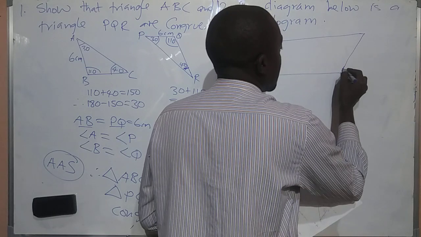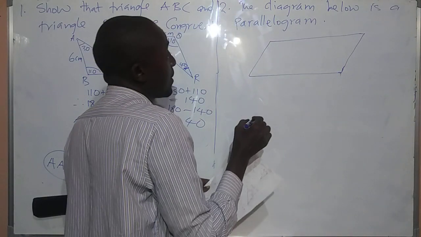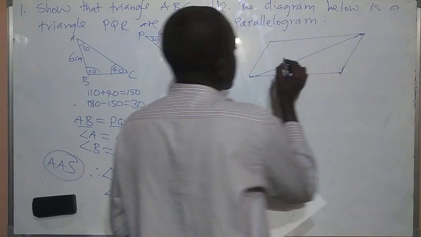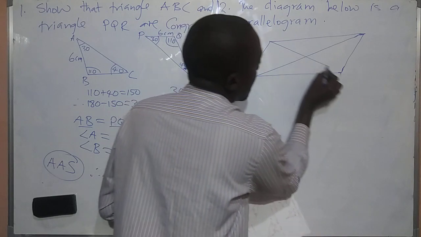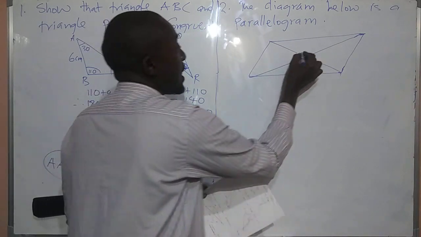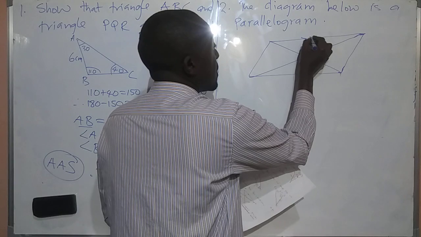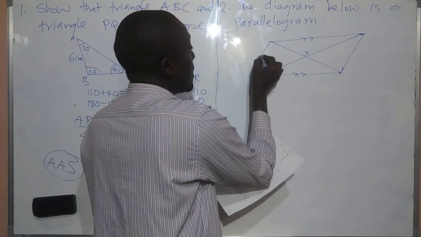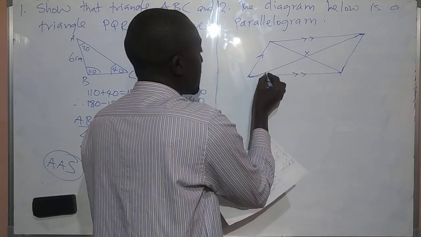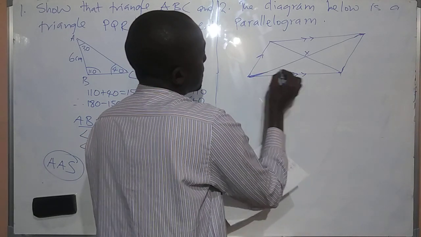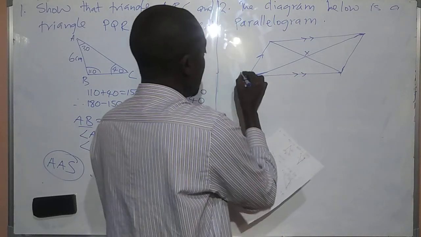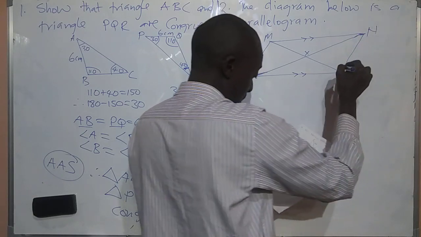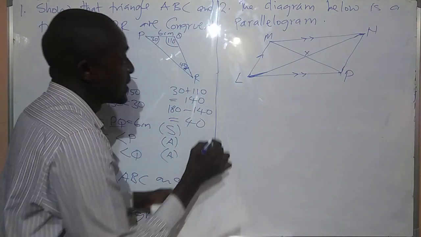Here is our parallelogram. And then from here, it's bending a bit there, but it's supposed to be a straight line. So the straight line is there, X. Then this one and this one here. Then we have A, goes up to there. Then we have L, M, N, and P here.